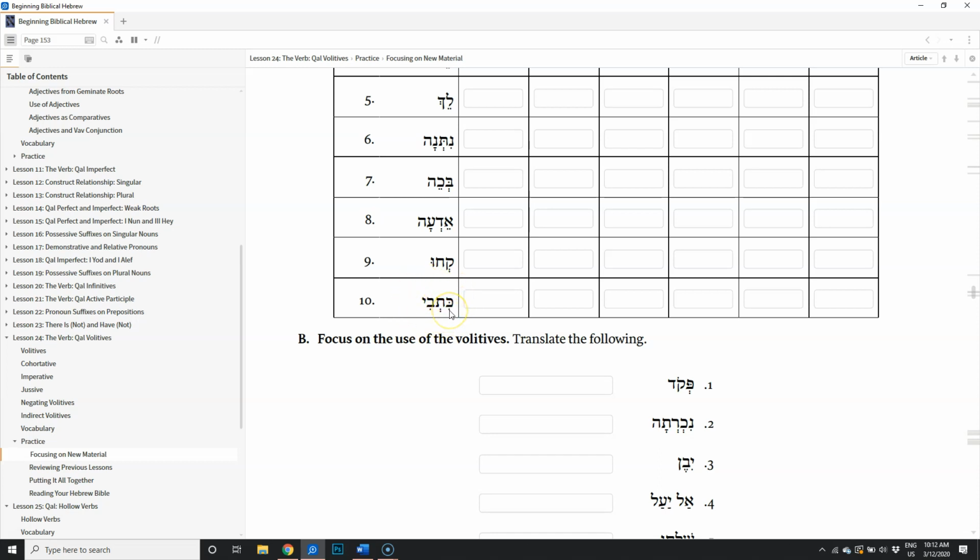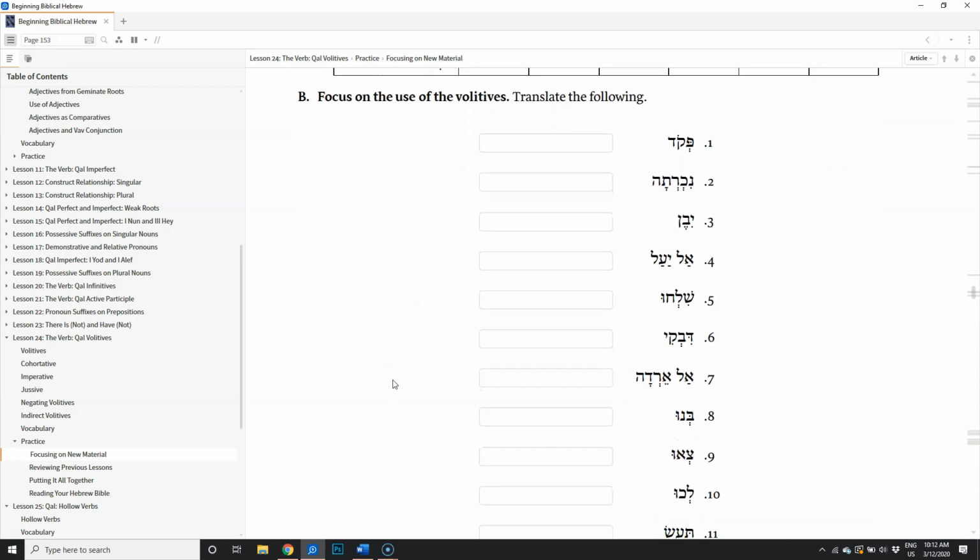It's possible that this would have a Kametz Hatuf here if this were infinitive construct, but I'd have to look into that. But since we know we're looking at volitives, this is going to be the imperative, because I have an imperfect suffix, the hiriq yod, which is the 2fs suffix in the imperfect, but I'm missing my imperfect prefix. That tells me this is a 2fs imperative from Katav.